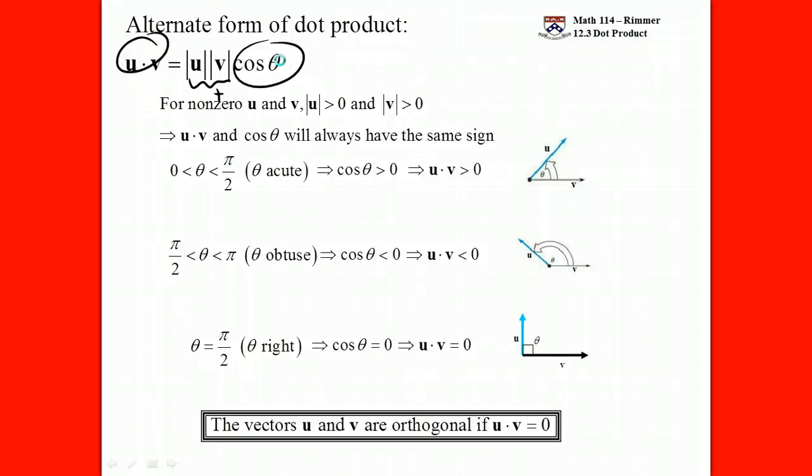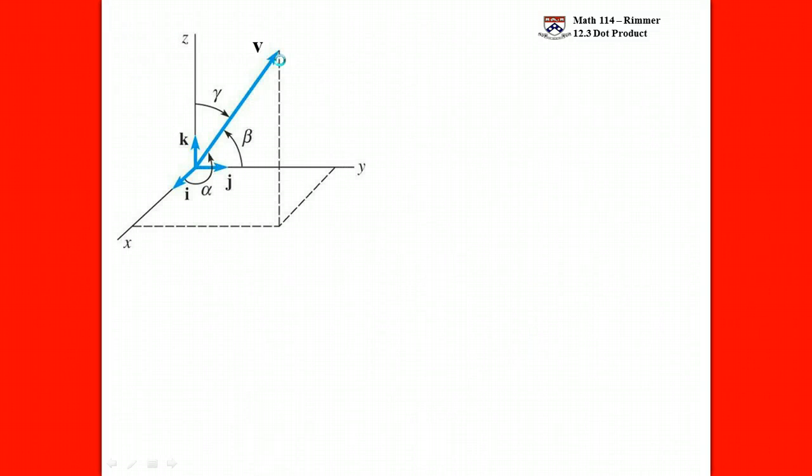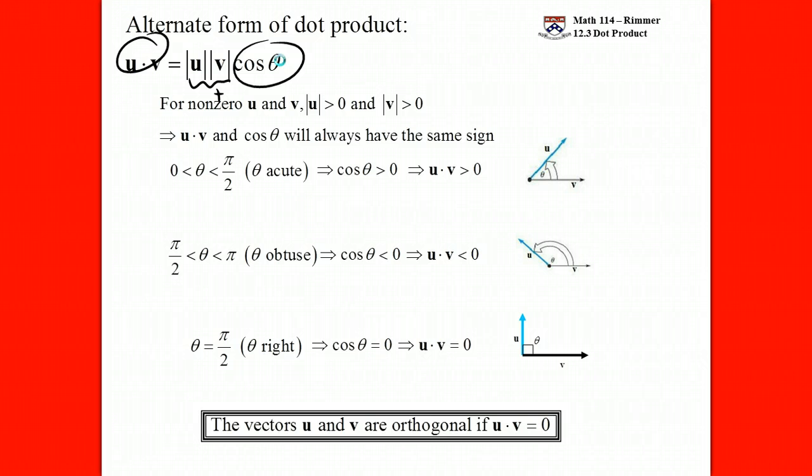Okay, great. So now let's talk about one last thing before we jump to the projection. The vectors i, j, and k, they're all orthogonal, right? Their dot product is 0.